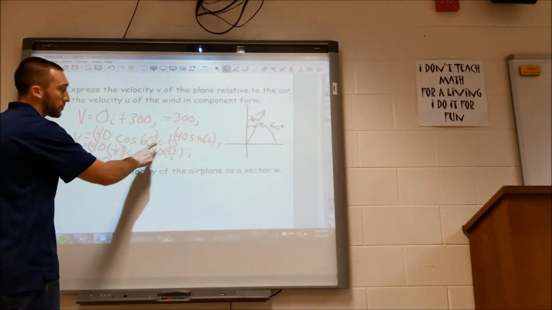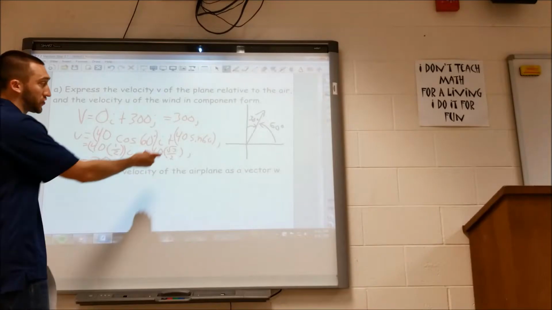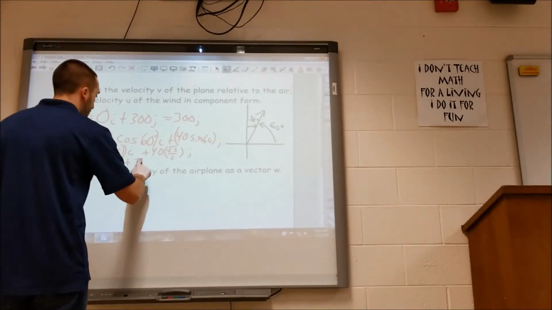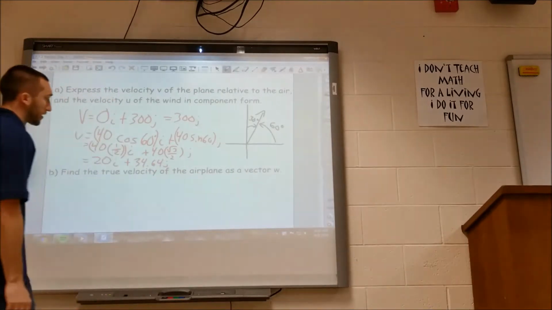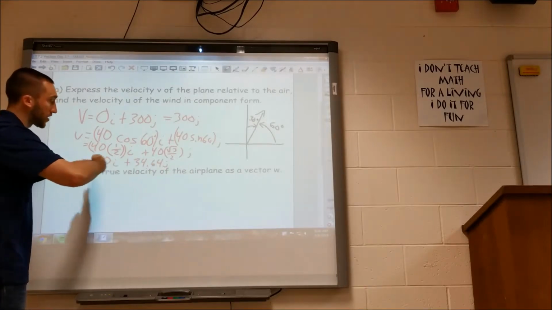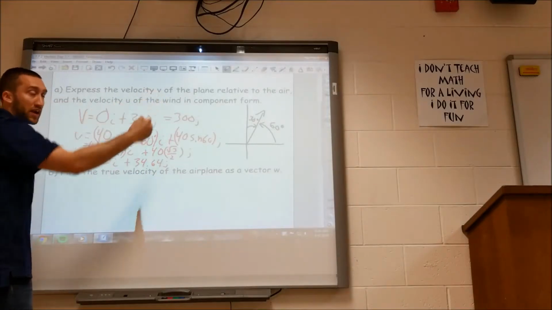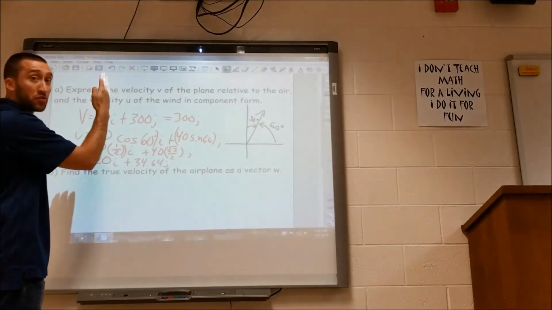So you can actually type this into your calculator. It doesn't have to be exact. And in fact, you don't want it to be exact because you don't know exactly where radical 3 will put us. So it's approximately 34.64j. Okay, so the wind has a 20 x value and a 34 y value. That's what's actually acting on the airplane that wants to go due north.